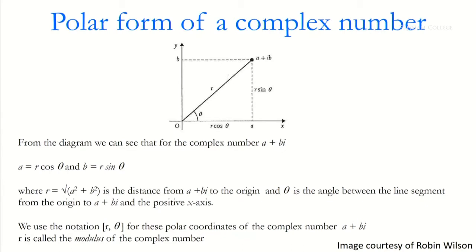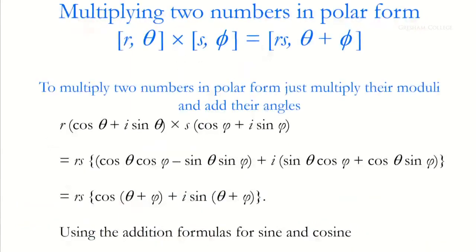Now, the advantage of this polar representation is it makes multiplying complex numbers, once you can write them in polar form, very straightforward. So here we have two numbers, multiplying two numbers in polar form. This is one complex number, so this means that this complex number is a distance r away from the origin, and the line joining it to the origin makes an angle theta with the positive axis. This is a complex number which is a distance s away from the origin, and the line joining it to the origin makes an angle phi with the positive real axis.